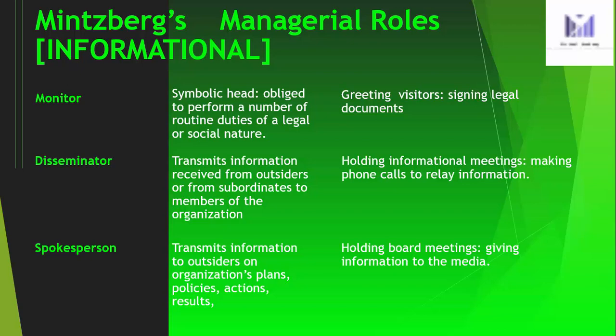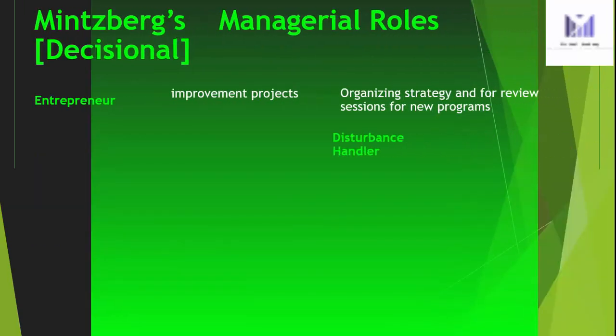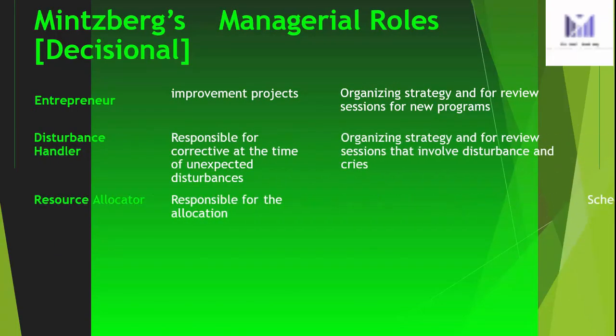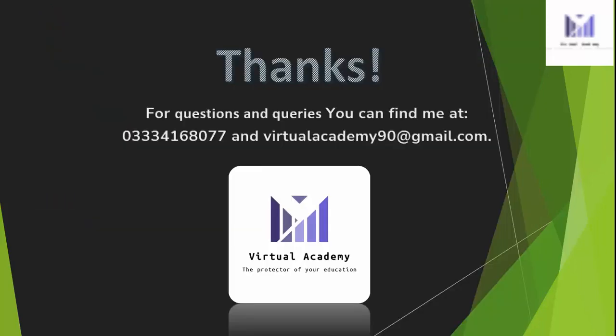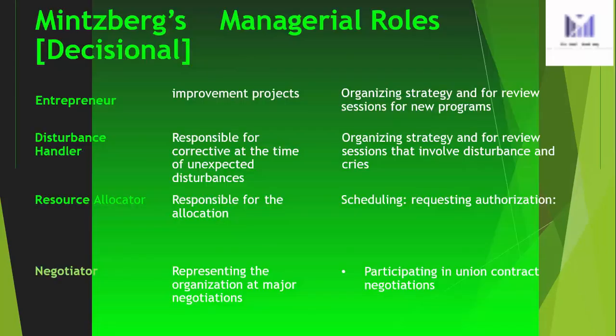Role 3, Spokesperson. Transmits information to outsiders on organization's plans, policies, actions, results. Example, holding board meetings, giving information to the media. Mintzberg's Managerial Decisional Roles. Role 1, Entrepreneur. Searches organization and its environment for opportunities and initiates improvement projects to bring about changes. Example, organizing strategy and review sessions to develop new programs.